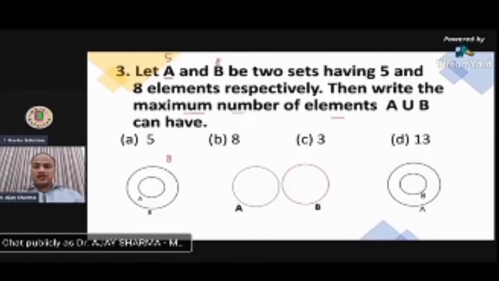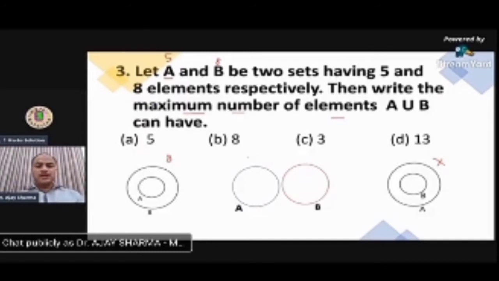Fine. And now look at the third possibility. Here set A is containing set B. Set A was having 5 elements, and set B was having 8 elements. So it can never be possible that a set which is having 5 elements can contain 8 elements. It can never be possible. So this possibility is totally not possible. So we are left with the remaining possibility, and see what the maximum number of elements is here.